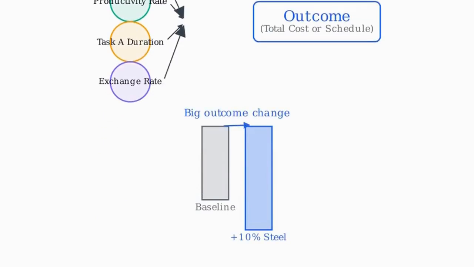A small change in one input, like a 10% increase in steel price, can cause a much larger jump in total cost, especially when that input drives many downstream expenses.